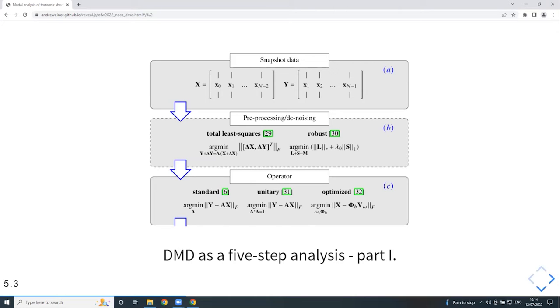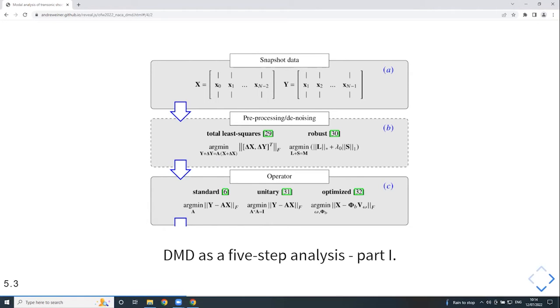However, more recently, people have started to try to build physical laws, physical principles, into this operator A. One principle is, for example, that you make A a unitary operator, such that A conjugate transpose times A gives you the identity matrix. This is equivalent to assuming, for example, if your state vector encodes some kind of energy, an energy preserving operator, okay?